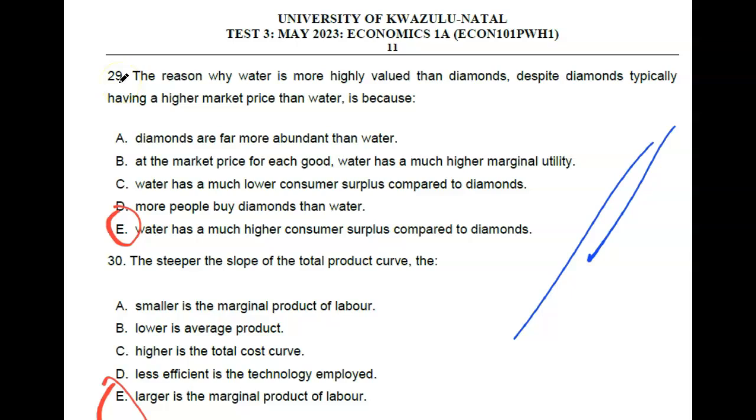29. The reason why water is more valuable than diamonds, despite diamonds being higher in the marketplace. The reason is because water has a much higher consumer surplus. Now, just remember this, what is consumer surplus? It's basically the discount consumers can get on products. Now, this is not a true definition, but for you to understand, I'm going to say this. So it's like a discount you can get on products.